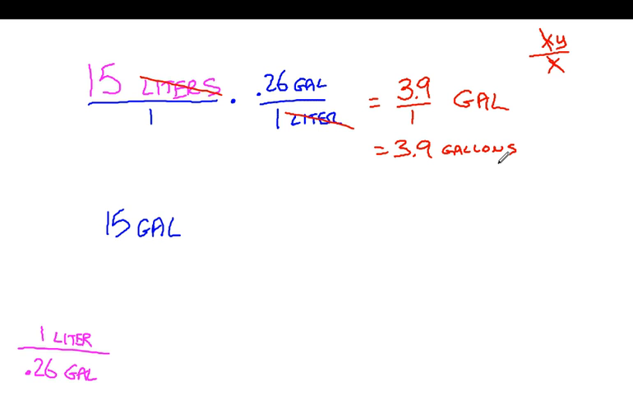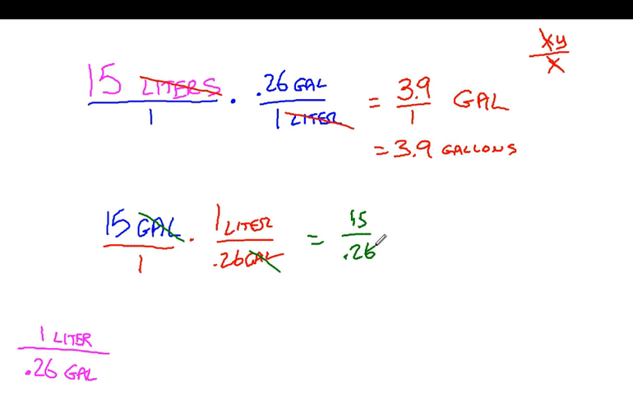Now, to go the other way around, 15 gallons, well, my ratio here is already in the right order. I'm still dividing by 1. I'll have 1 liter over 0.26 gallons. And again, this is a good order because my gallons will cancel each other out, and I will be left with, on the top, 15 times 1, which is 15. On the bottom, 1 times 0.26. My unit, the only thing left, is liters. So my answer here, when I divide that, 15 divided by 0.26 is 57.7.